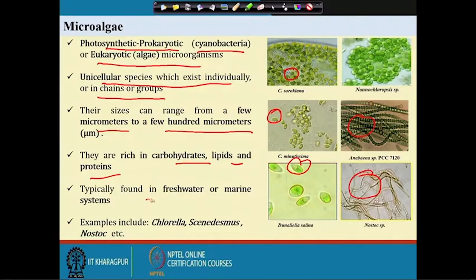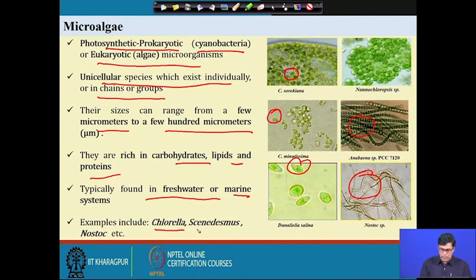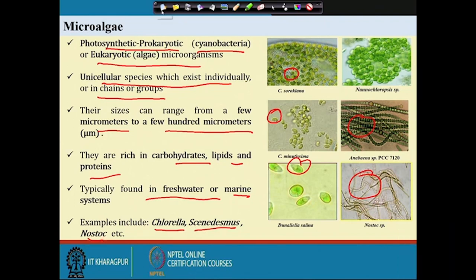Also, it can be used as a source of protein, because in India and also several parts of the world, they consider spirulina. I can give the very typical example that it is largely used in the form of tablets, in the form of food, in the form of drinks, and it has not only food value but also some therapeutic value. Typically it is found in freshwater and marine systems. Examples include Chlorella, Scenedesmus and Nostoc. These are the different organisms available to us.